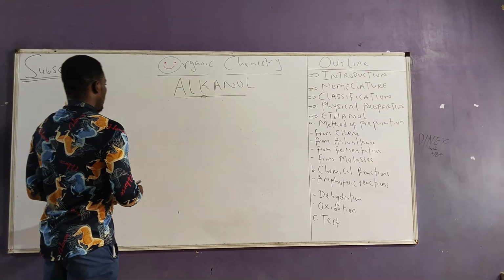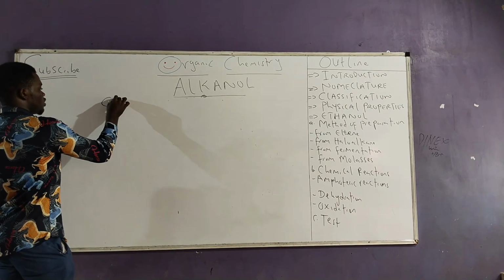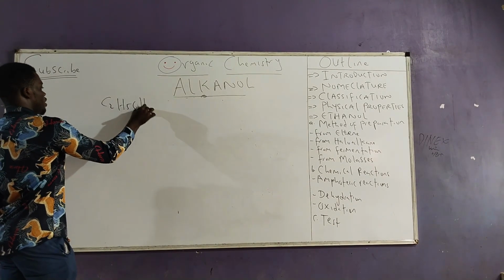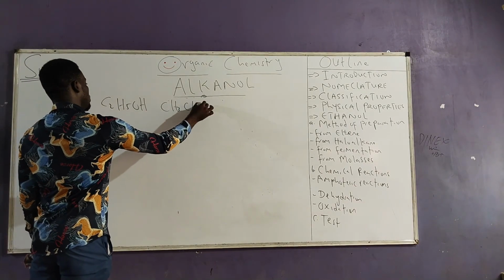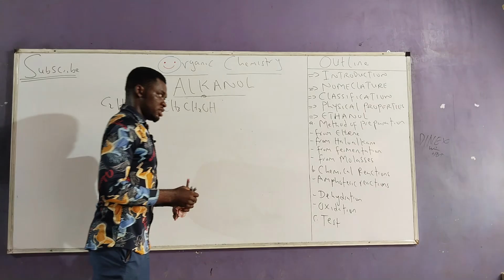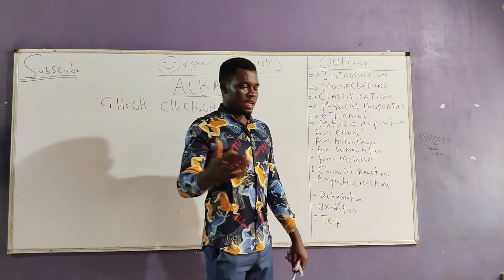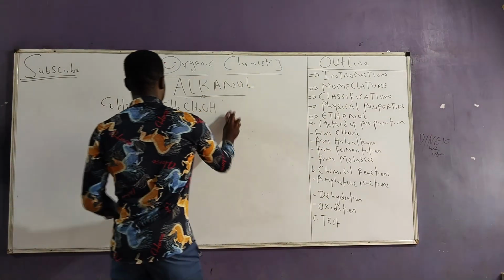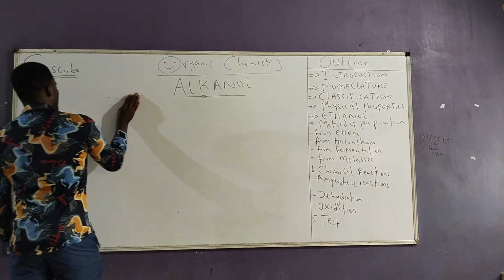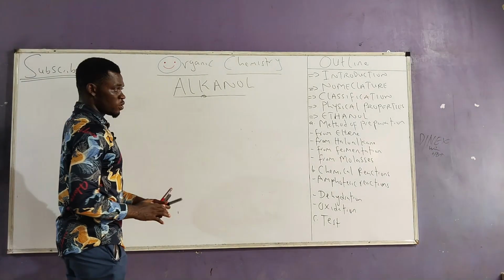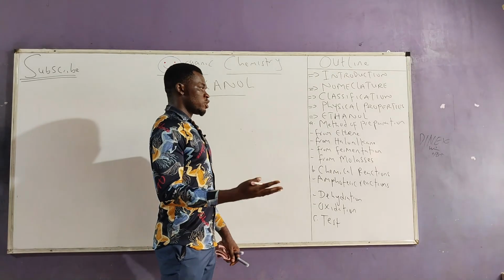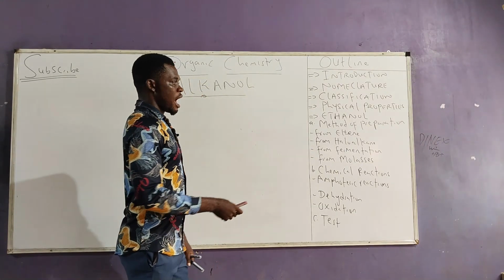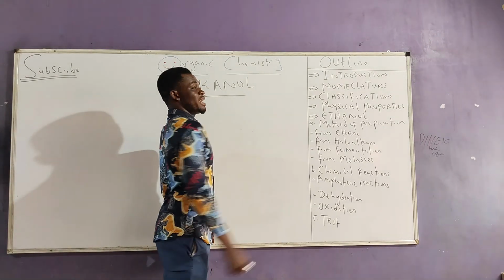It has the molecular formula C2H5OH, also written as CH3CH2OH. This is ethanol. Now let's quickly talk about the method of preparation of ethanol. How can I prepare ethanol in the lab or even in the industry? I can prepare ethanol in three major ways. I can prepare ethanol from ethene.